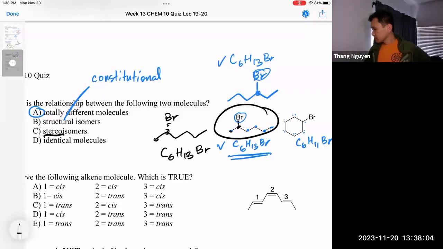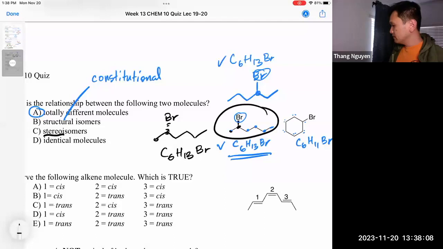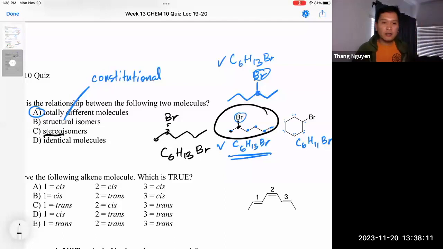Okay. I don't have a model kit in front of me right now, but we can prove that to you when we do the lab, when we build molecules in the lab and see if they are identical molecules. Because if they are identical molecules, when you put them close to each other, they will merge and disappear into one another. But for the two stereoisomers I drew right here with the bromine, they can never merge and overlay.